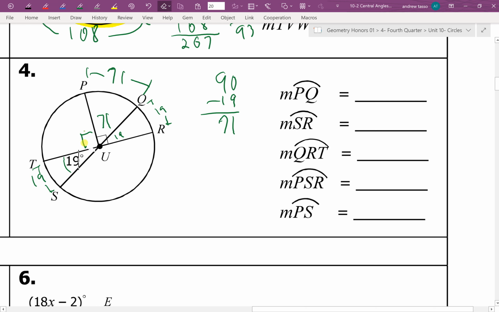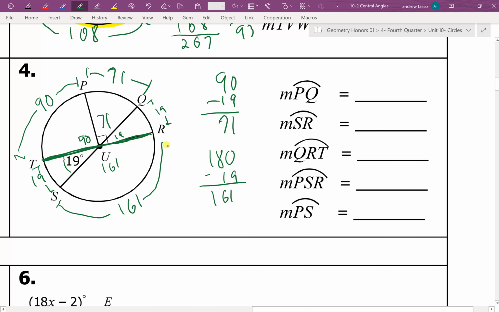Next, I realize that this has to also be 90 degrees, since this piece here is a diameter. Remember, a diameter has to equal 180. 90 is already accounted for on the right side, so 90 must also be appearing on the left side. And this would have to then be 90 degrees due to the central angle idea. And finally, since that's 19, this would also have to be 180. So 180 subtract 19, 161. So that would go over here, 161. Also for the arc, it would be 161.